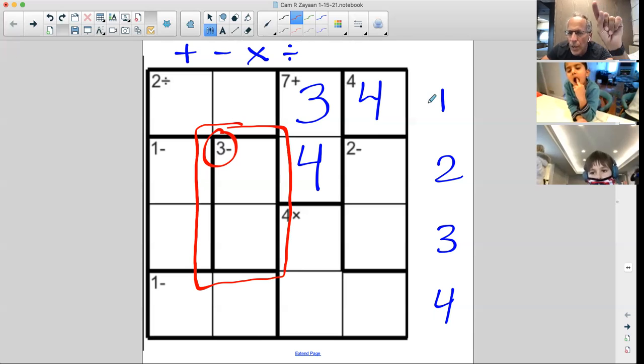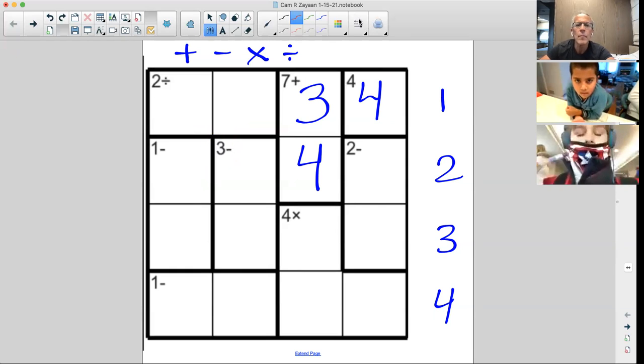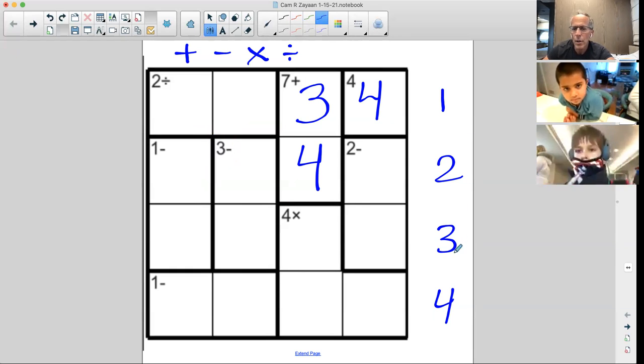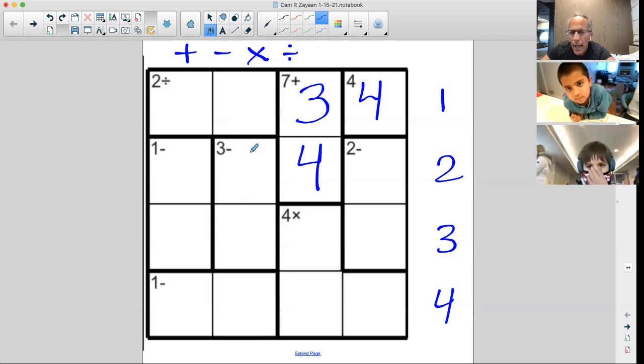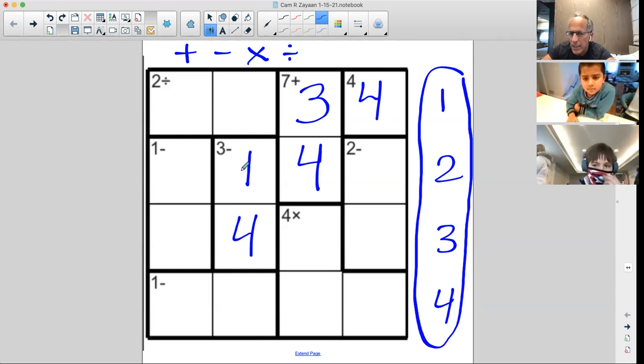Cam, can you explain why you said 1 and 4? 1 and 4 because there's a 4 right under the 3, so the 3 is next to the 4. And if you put a 4 there, then that wouldn't work. So you put the 4 on the bottom and the 1 on top. Yeah. Zayaan, what 2 numbers here have a difference of 3? There's only 2. You can only do 4 minus 1. 1 and 2 have a difference of 1. Do you understand that?